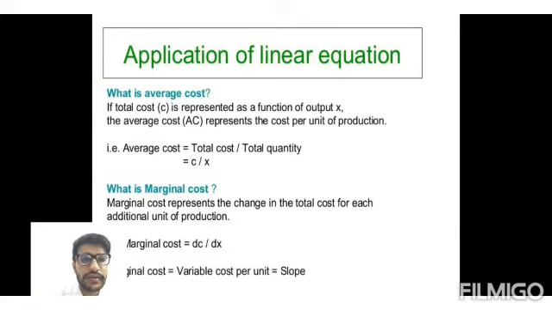What is the marginal cost? Marginal cost represents the change in total cost for each additional unit of production. Marginal cost is equal to dC upon dx. Marginal cost is the variable cost per unit, the slope.